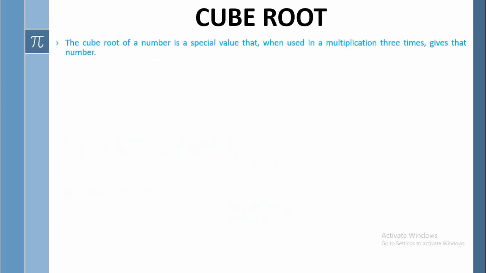The cube root of a number is a special value that when used in a multiplication 3 times gives that number. When we multiply three similar values like 2 by 2 by 2, that is 8, 3 by 3 by 3, that is 27, 4 by 4 by 4, that is 64. When you multiply three similar values, you will get the product, and that product is also known as cube. And those three particular values which are multiplied together are known as cube root.